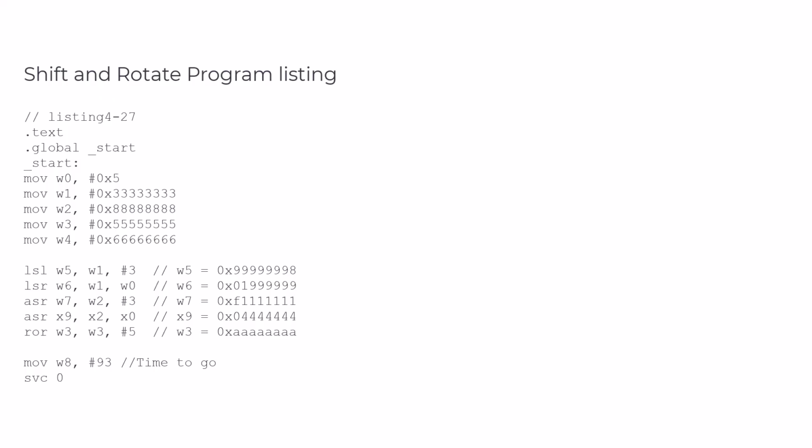This program will close up the shift and rotate instructions. We show the logical shift left instruction and logical shift right. We'll run 2 arithmetic shift rights. The second one will use the X register rather than the W registers that we've been using so far. Then we'll perform a rotate instruction to wrap things up. Finally, we'll run this through GDB, just to see everything in action.